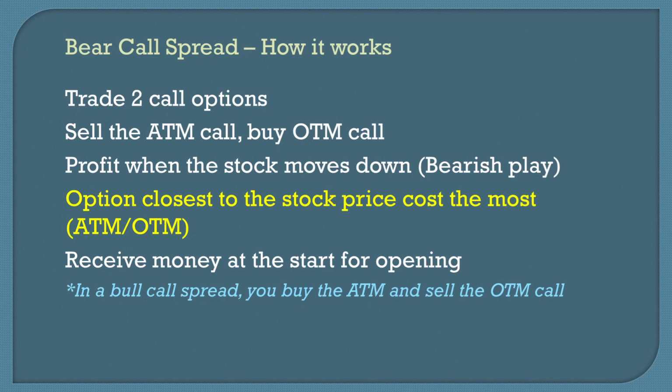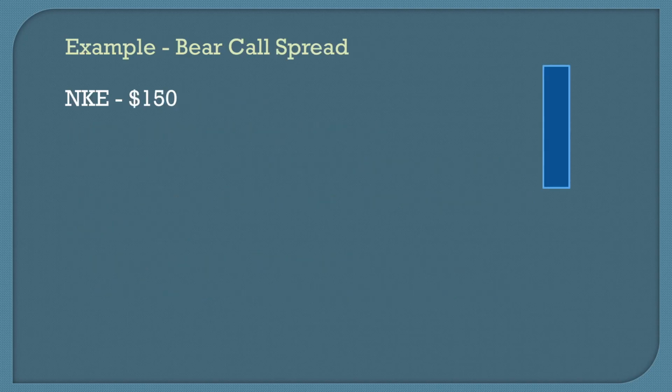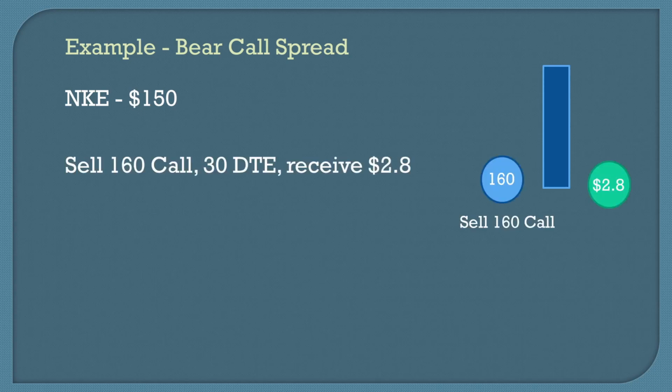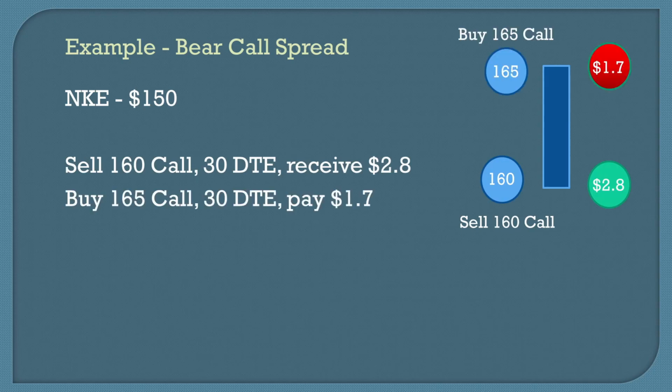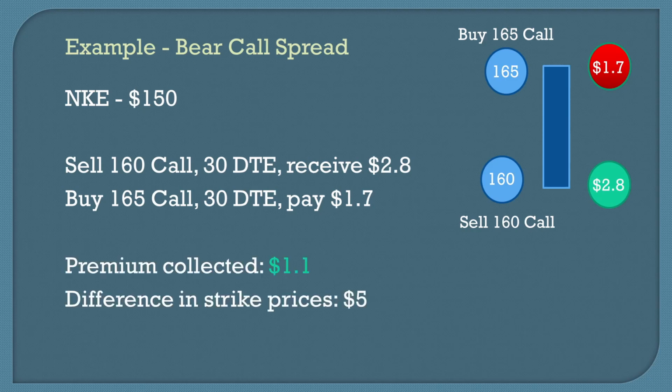Let's look at an example of how this works. Using Nike again, and assuming that the current price is $150, in a bear call spread, you believe that the stock price will go down in the future. So to profit from this, you sell the 160 call for $2.80 and buy the 165 call for $1.70. Both options have the same expiration date, and the 160 call costs more as it is closer to the current stock price. For this spread, you collect $1.10 after opening it.